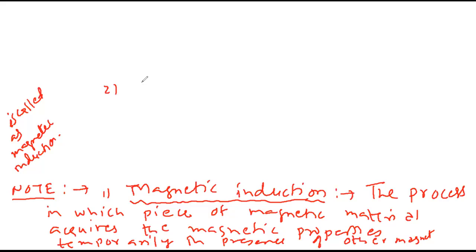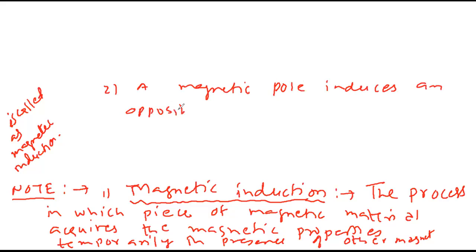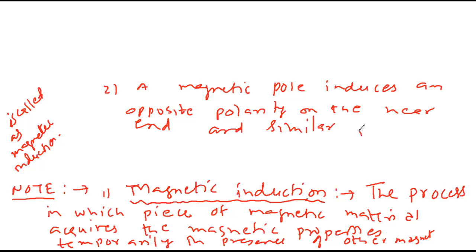Second note, a magnetic pole induces an opposite polarity on the near end and similar polarity at the far end of the iron bar.